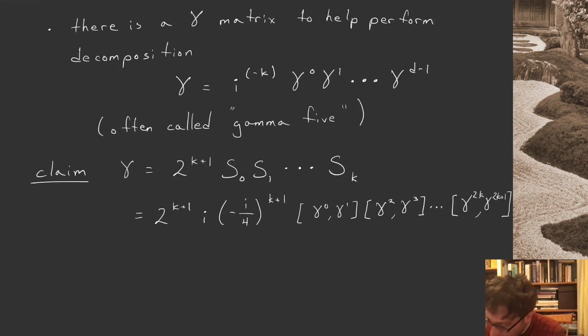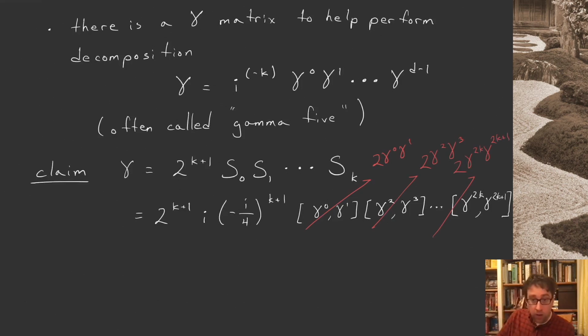Now because these gamma matrices anti-commute, I can rewrite those commutators as twice the first term in the commutator. So I can rewrite that guy as 2 gamma 0, gamma 1. I can rewrite this as 2 gamma 2, gamma 3. And I can rewrite the last term as 2 gamma 2k plus 1. So now if you put all the pieces together, you see how I have all of the gamma matrices multiplied together. You can also see how the powers of 2 are going to cancel out. I've got 2 to the k plus 1 in the numerator.